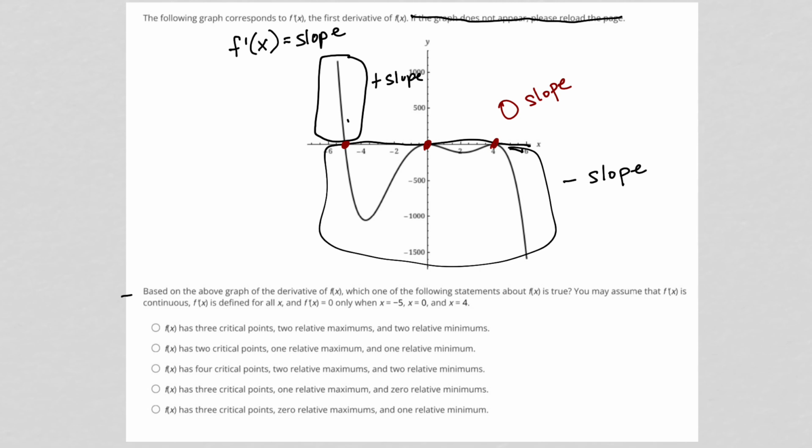It says, based on the above graph of the derivative of f of x, which one of the following statements about f of x is true? You may assume that f prime x is continuous. F prime x is defined for all x, and f prime x equals 0 only when x equals negative 5, which we see there, 0, which we see there, and 4, which we see there. Okay, so option 1 says f of x has 3 critical points, 2 relative maximums and 2 relative minimums.